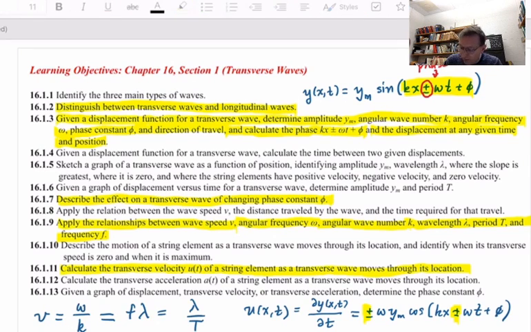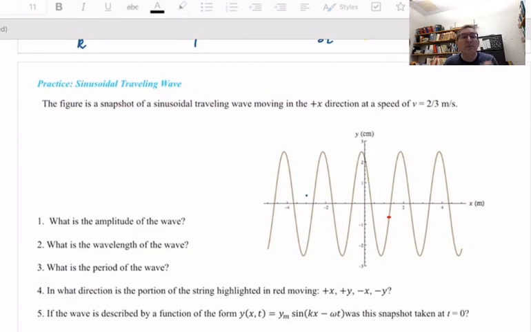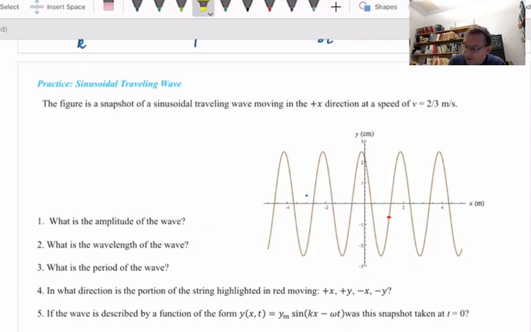Well, let's get straight to some practice. What we have here is a snapshot at a particular time t of a sinusoidal traveling wave. We're told it's moving in the plus x direction and its speed is 2/3 of a meter per second. It moves 2/3 of a meter to the right every second. So we could denote that with an arrow to the right labeled v to remind us that this wave is traveling to the right at speed v, but this is a snapshot in time at some time t. Notice they don't tell me what the t is. Notice the x-axis is in meters, the y-axis is in centimeters. The scales are different.